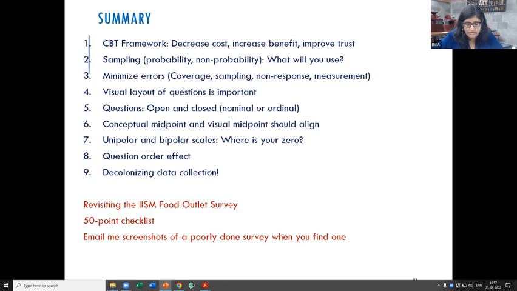Okay, so a summary of what we have learned so far: we need to decrease cost, increase benefit, and improve trust for our participants, not for us, for our participants. We have learned about probability and non-probability sampling and when you use which. We have learned about the 4 kinds of errors. All surveys have errors. The idea is to minimize them.